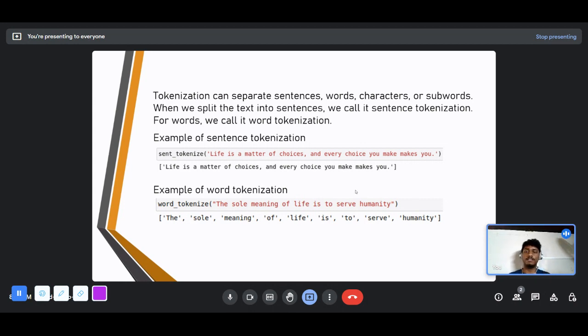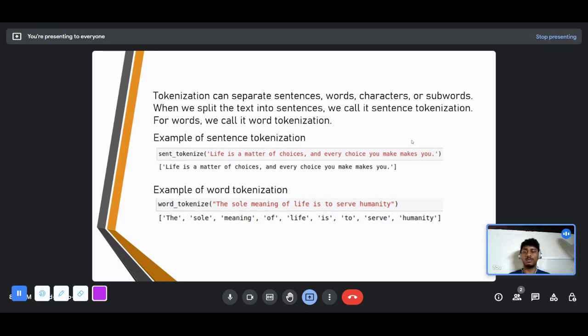When we split the text into sentences, we call it sentence tokenization. For words, we call it word tokenization. As seen in the example, we have a sentence: "Life is a matter of choices, and every choice you make makes you." So this one is a complete sentence. If we were to apply sentence tokenization, one token would form the whole complete sentence.